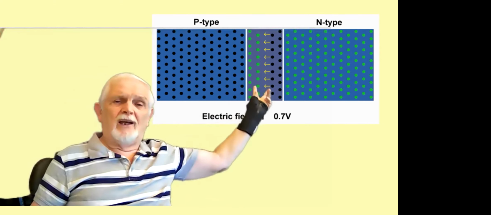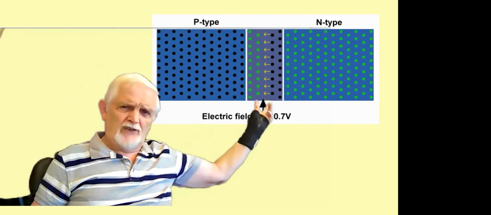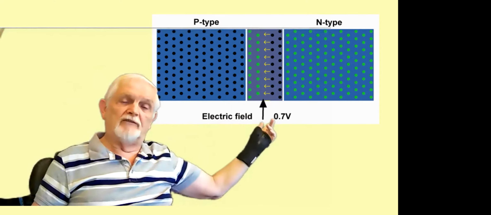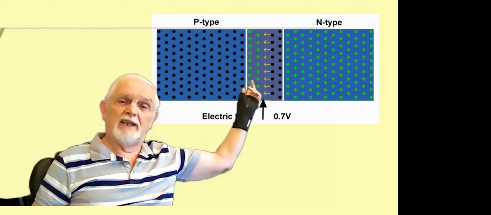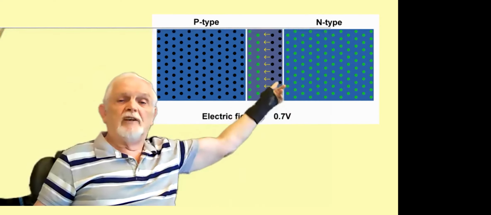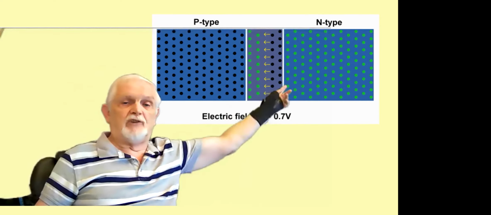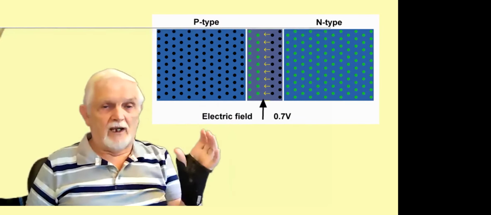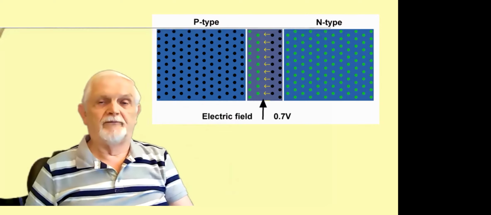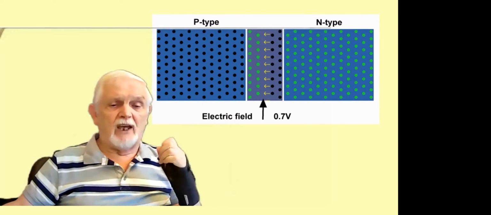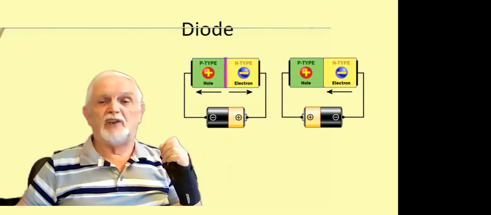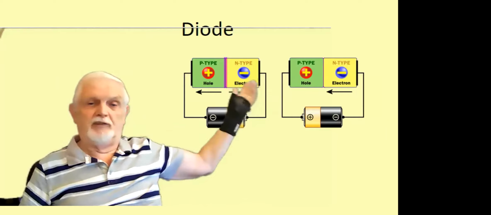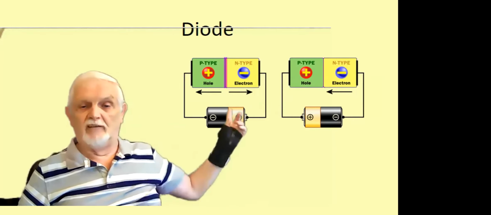There's now an electric field that has to be overcome by at least 0.7 volts to get the current flowing again, because the electrons are now repelled by another electron. So they can't go across until they get forward biasing. So that's how a diode works. And we use the exact same principle there. If we put the battery the other way around now, we get electron flow because it's properly biased by enough voltage.